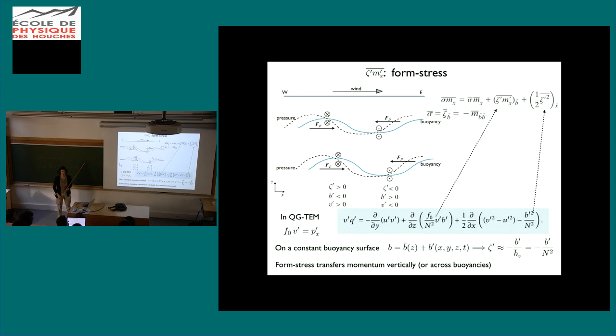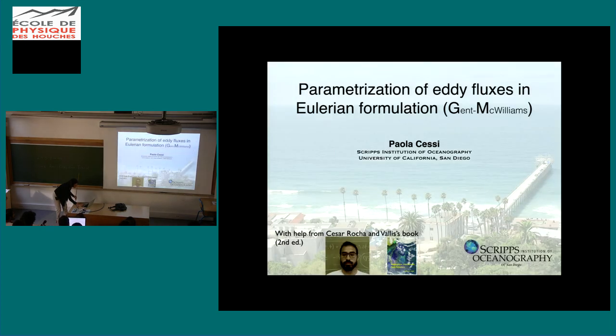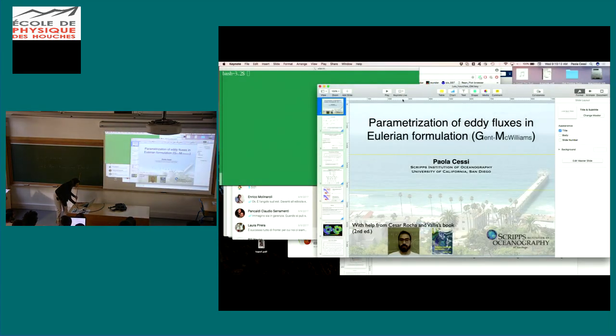Paola, can you remind us what M is in the equations? M is the Montgomery potential, so it's the equivalent of the pressure in buoyancy coordinates.